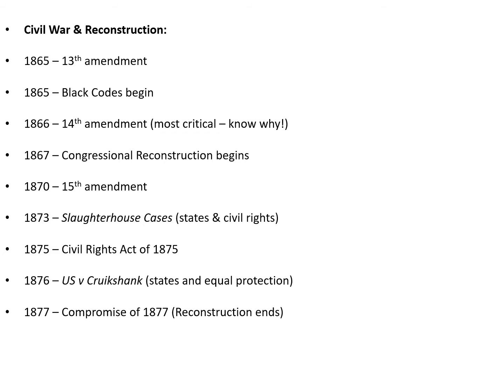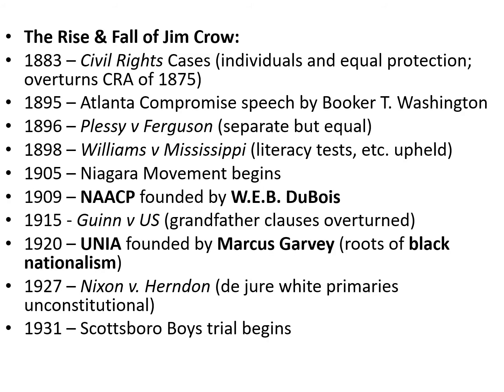And then Reconstruction ends with the Compromise of 1877 and the election of Rutherford B. Hayes. So as Reconstruction comes to an end, you then can shift into the rise of what we'll call the Jim Crow era, or the era of segregation. In 1883, you have what are called the Civil Rights Cases. These tackle issues of equal protection. They overturn the Civil Rights Act. So these are a series of cases that are not in favor of African Americans.